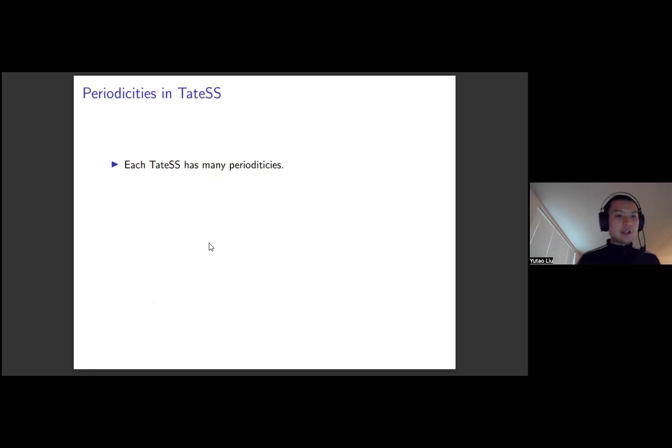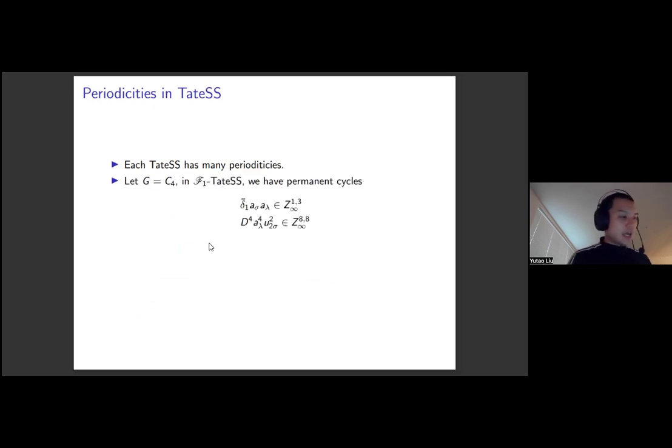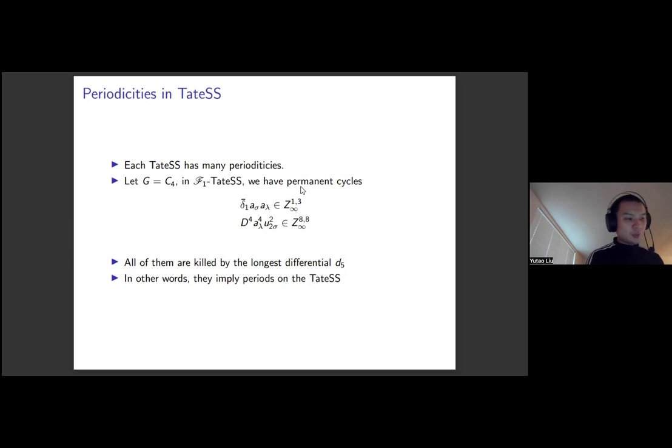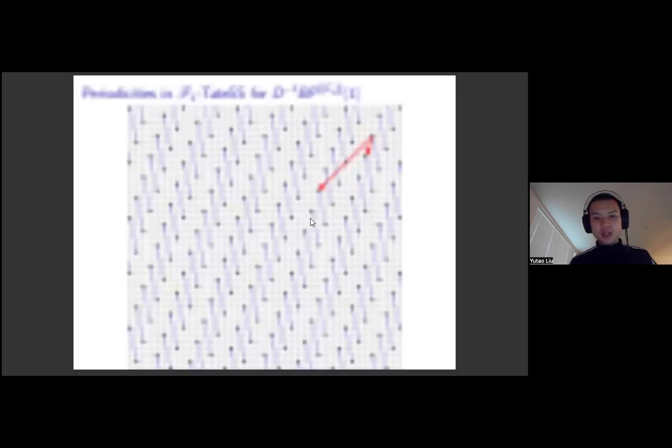Each Tate spectral sequence will have several periodicities. As an example, if you focus on G equals C4, in the F1 Tate spectral sequence, you will have several permanent cycles. These are the expressions of the elements. You can see you have one cycle with order 1, 3, and another cycle with order 8, 8. All of them will be killed by the longest differential in Tate, which is d5. In other words, these two cycles will imply two different periods in the Tate spectral sequence, along order 1, 3, and 8, 8. And here is a graph.